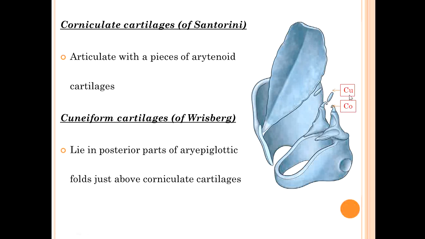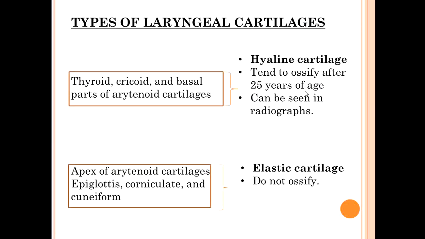One is corniculate, this is cuneiform, and this larger one, of pyramidal shape, is the arytenoid cartilage. This is a single cartilage, the cricoid; this is the thyroid cartilage, single cartilage; this is the epiglottis, single cartilage. So in total 9 cartilages. Okay, then what are their types?